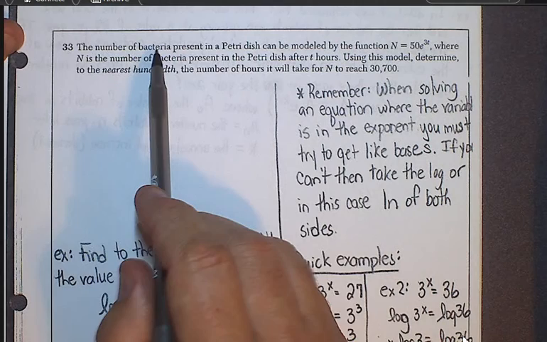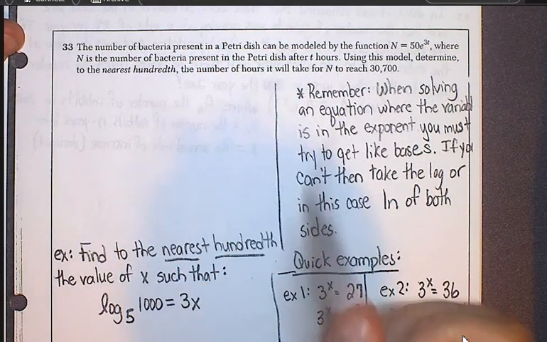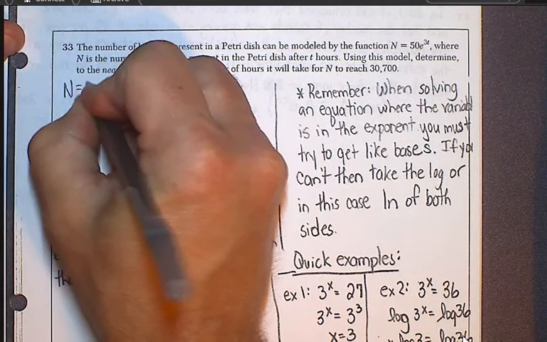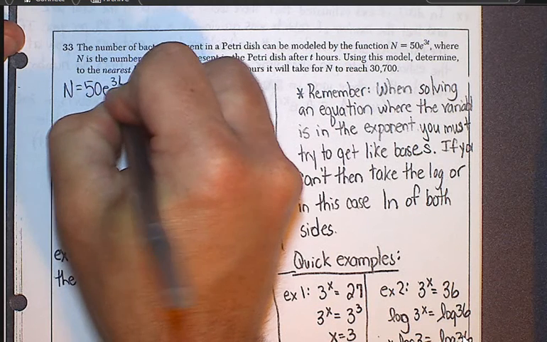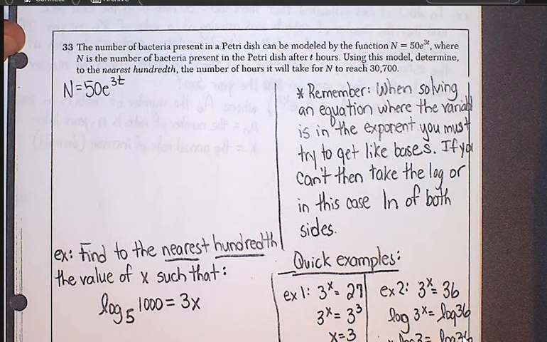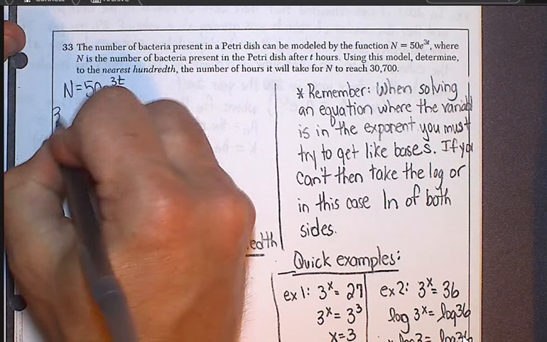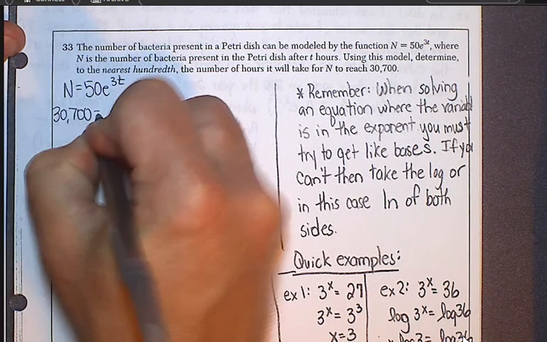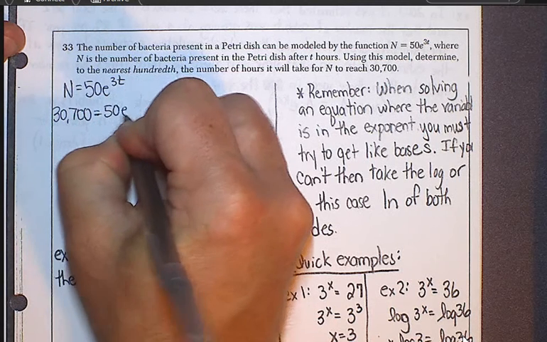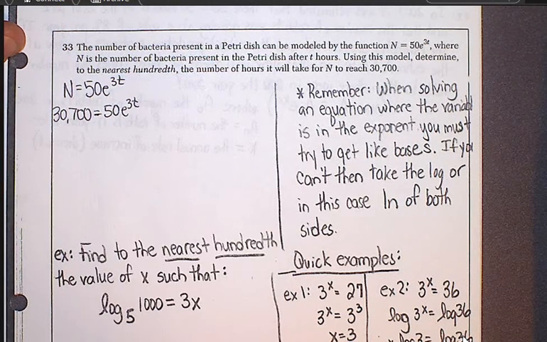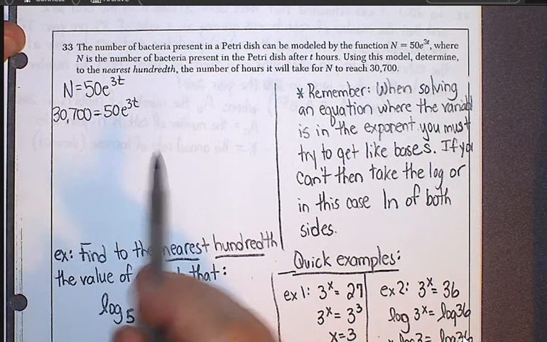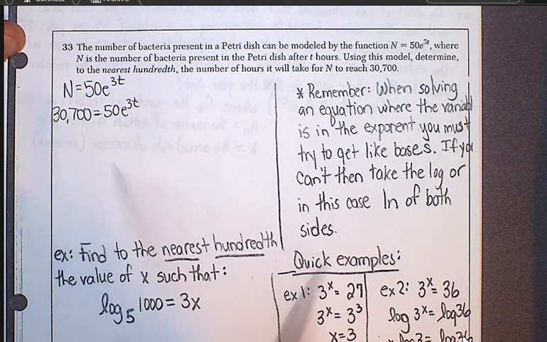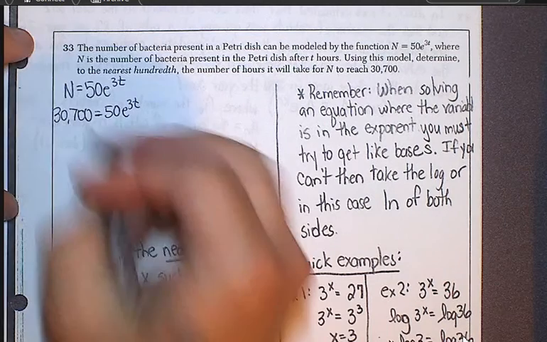The number of bacteria present in a petri dish can be modeled by the function N equals 50e^(3t). N is the number of bacteria present in the petri dish after t hours. Using the model, determine to the nearest hundredth the number of hours it will take for N to reach 30,700. So we want N to be 30,700 equals 50e^(3t). What we want to do is isolate the e^(3t). So we're simply going to divide both sides by 50 to get us started.